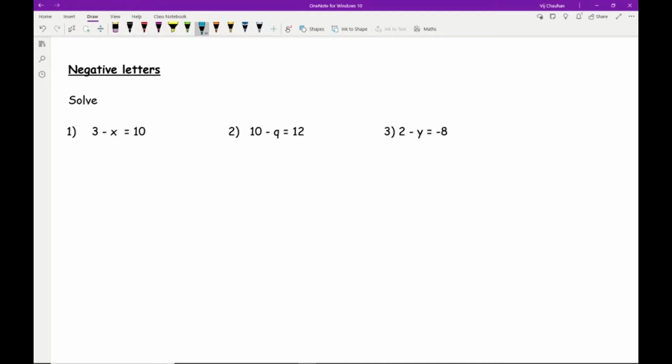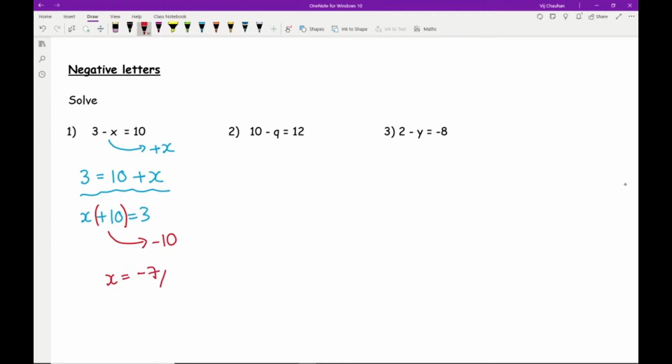Now when you've got a negative letter, what you want to do is make it positive first. So what we're going to do is we're going to add x. So here I've got 3 equals 10 plus x, and by doing that we've now got a positive letter. Now this is exactly the same as x plus 10 equals 3, and if you look back at what we did earlier, I want to try and get positive x by itself, so I need to get rid of plus 10. So the opposite of that is to take away 10. So I've got x left on this side, and I've got 3 take away 10, which is minus 7.